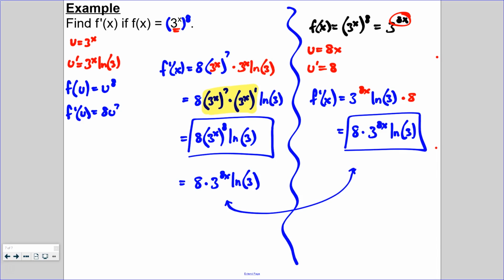Now, whatever method you use, that is completely up to you. It just depends on how your brain works and which one you like better. Both of them are right, both of them are legit, so this is choose your own adventure time. Alright folks, and that is it. That is finding the derivative of an exponential function with any base.